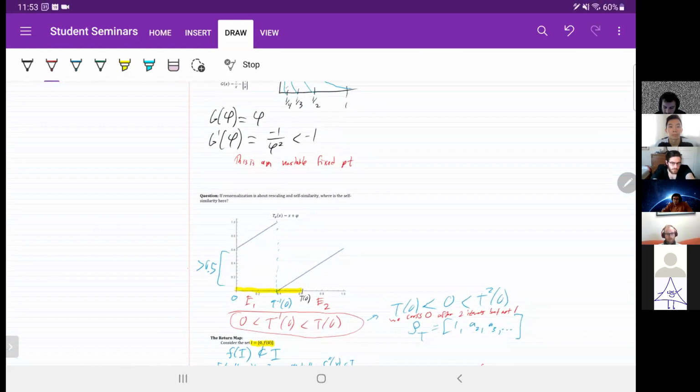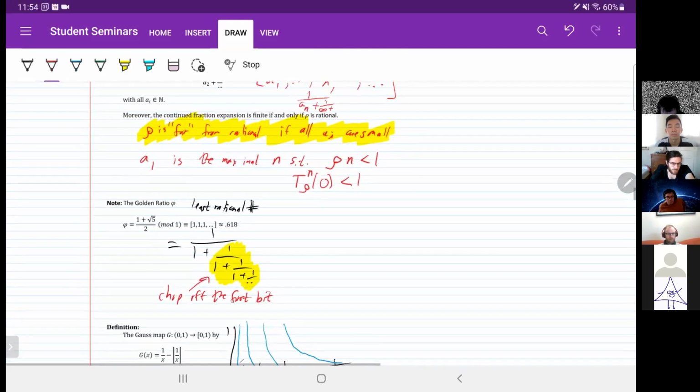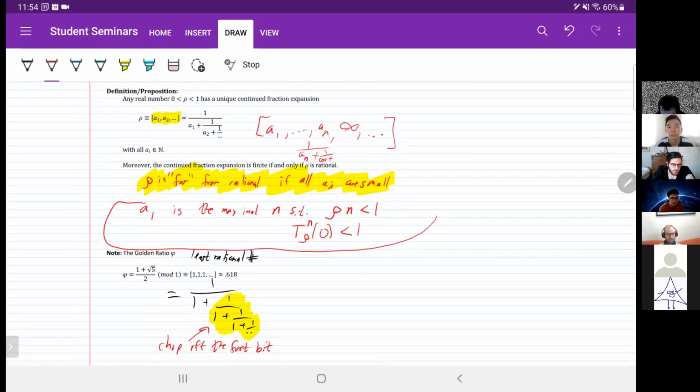Remember, when I defined continued fractions, I said the first entry in continued fractions is the maximal n before you can cross an integer.